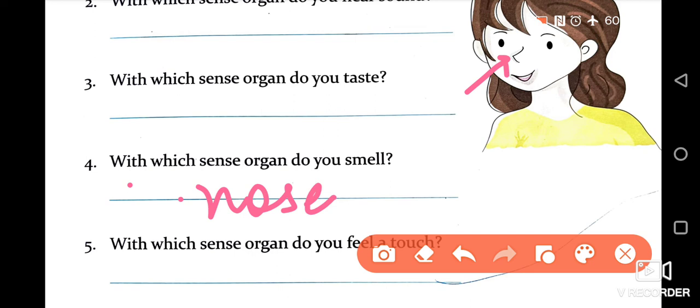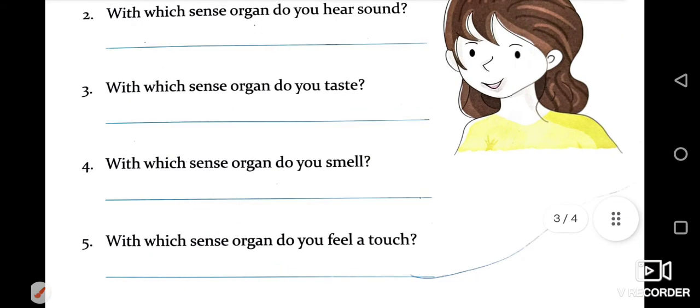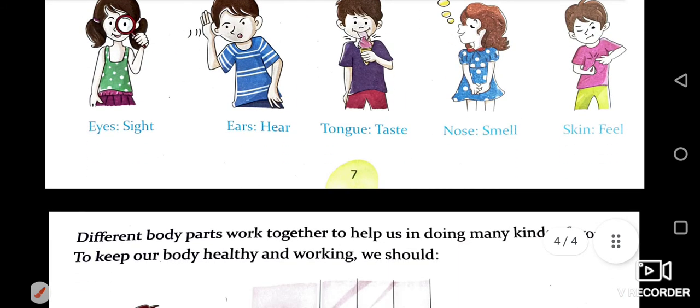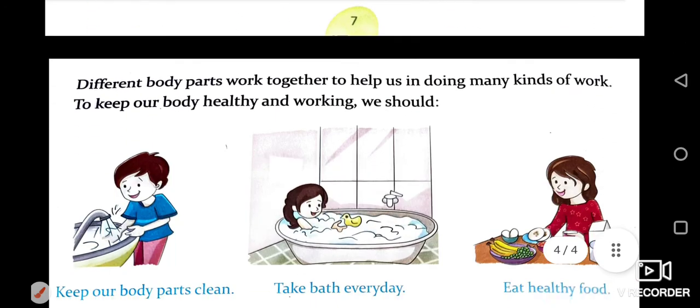With which sense organ do you feel touch? Whether someone is touching you, whether someone is pinching you, that is our skin. Now these were the five sense organs which we discussed along with their functions. In a nutshell, eyes help us to see, ears help us to hear, tongue helps us to taste, nose helps us to smell, skin helps us to feel. So these were our five sense organs and their functions.